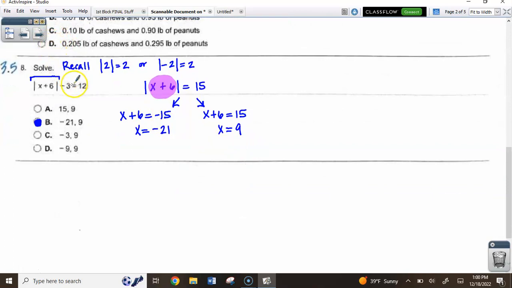And that's the case every time. Just remember to isolate the absolute value bars before you go and set it up. You absolutely have to move anything that's on the outside before you can set it up.